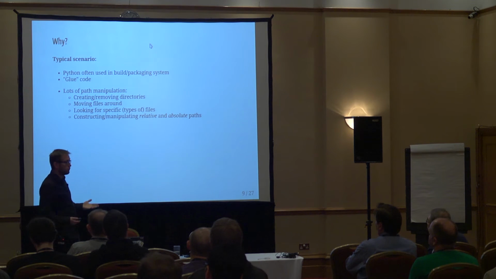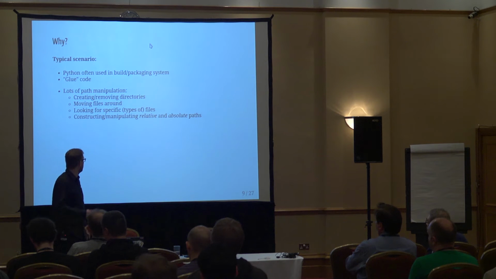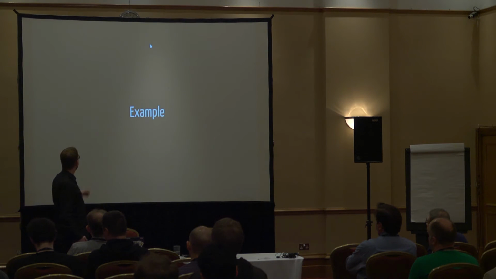So a typical scenario where pathlib would be very useful is when you're working in, for example, a build or packaging system, or a glue code scenario where Python is often used, where you piece together different parts of a system to make it a coherent whole. Typically a scenario where you do lots of path manipulation, like creating and moving directories, moving paths around, and so on.